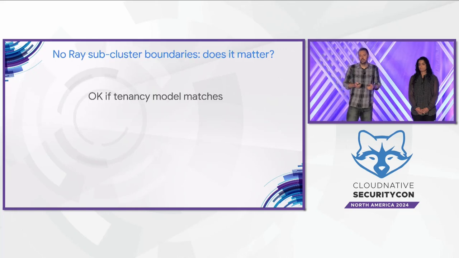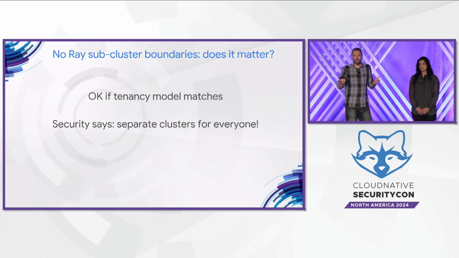It doesn't matter, I think it's fine if your tenancy model matches. If everyone knows that they're sharing this cluster and that they're all at the same security level and everyone trusts each other with each other's data, then that's fine. I think the standard security recommendation, looking at an architecture like this, would be, all right, let's just give everyone a cluster, and that way we don't have to worry about it. We don't have to worry if they know that they're trusting each other completely.